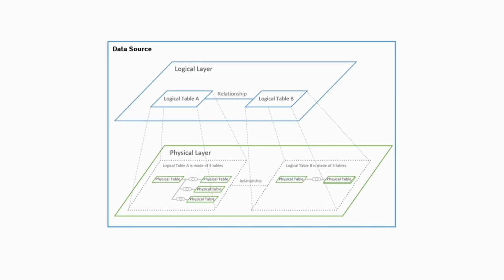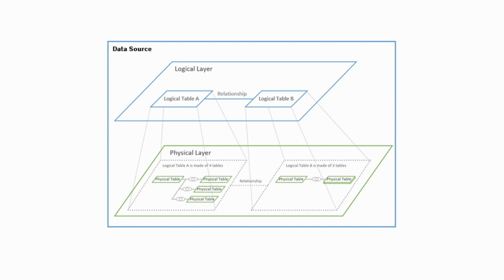So the data model consists of two layers. We have the logical layer, which is the default view in Tableau, and we have the physical layer. The logical layer is where all the relationships take place, meaning you can combine data from multiple tables. Each table that you drag into the canvas in the logical layer must have a relationship to another table.